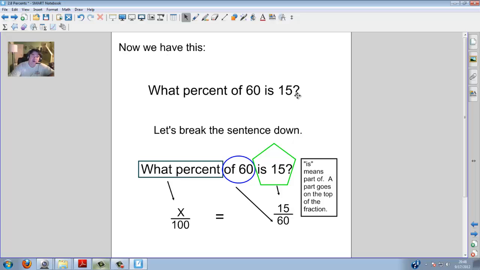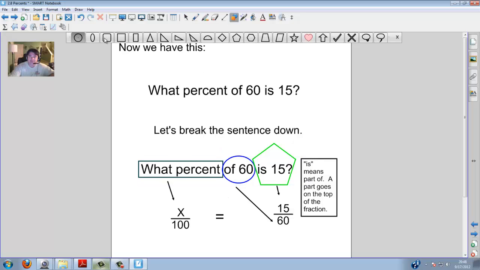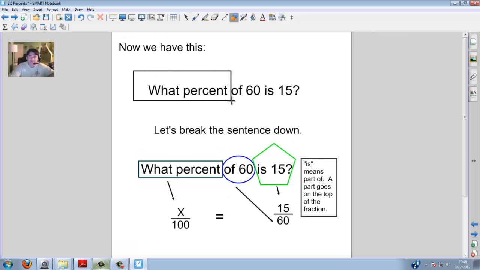What percent of 60 is 15? Now, okay. Lots of things are happening here. Let's break down the sentence. What percent, so something over 100, equals. Now, this is the thing. Okay, so what percent means something over 100 of 60 is 15. This actually is the other equation.